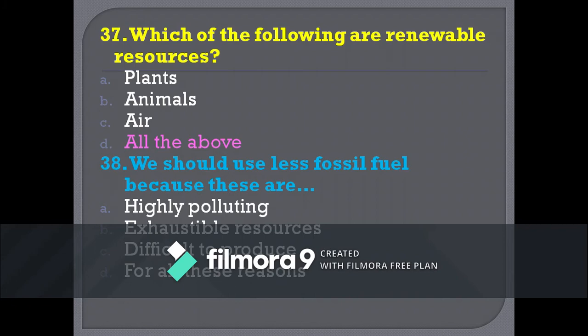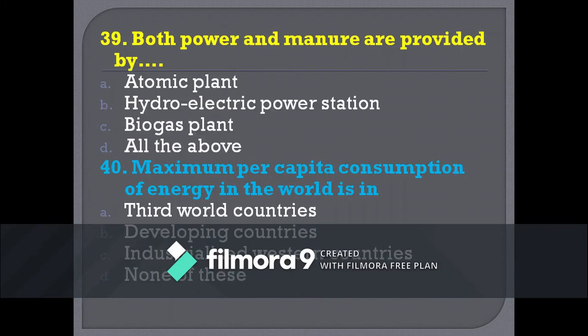38. We should use less fossil fuel because they are, options are highly polluting, exhaustible resources, difficult to produce, or all these reasons. So we should use less fossil fuel because all these reasons can be taken. So D will be the right answer. Question number 39. Both power and manure are provided by atomic plant, hydroelectric power station, biogas, all of the above. It is the biogas which provides us both manure and the power or electricity, because we use cow dung, vegetable waste and agricultural waste to generate methane, and at the same time we get the sludge which can be used as manure in the agricultural field.